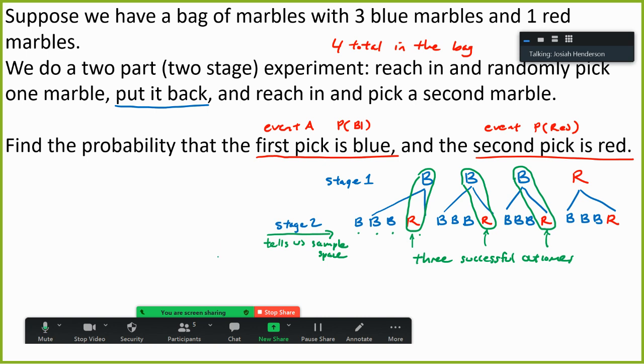So there's 16 total. We've identified 3, the ones I circled, that count as a win or a success because we got a blue, then a red specifically. So this probability of picking blue and red, or specifically blue then red, is 3 out of 16. We can't reduce that fraction, so we'll just keep it as 3/16. What's the percentage? 3 divided by 16? 18.8%.